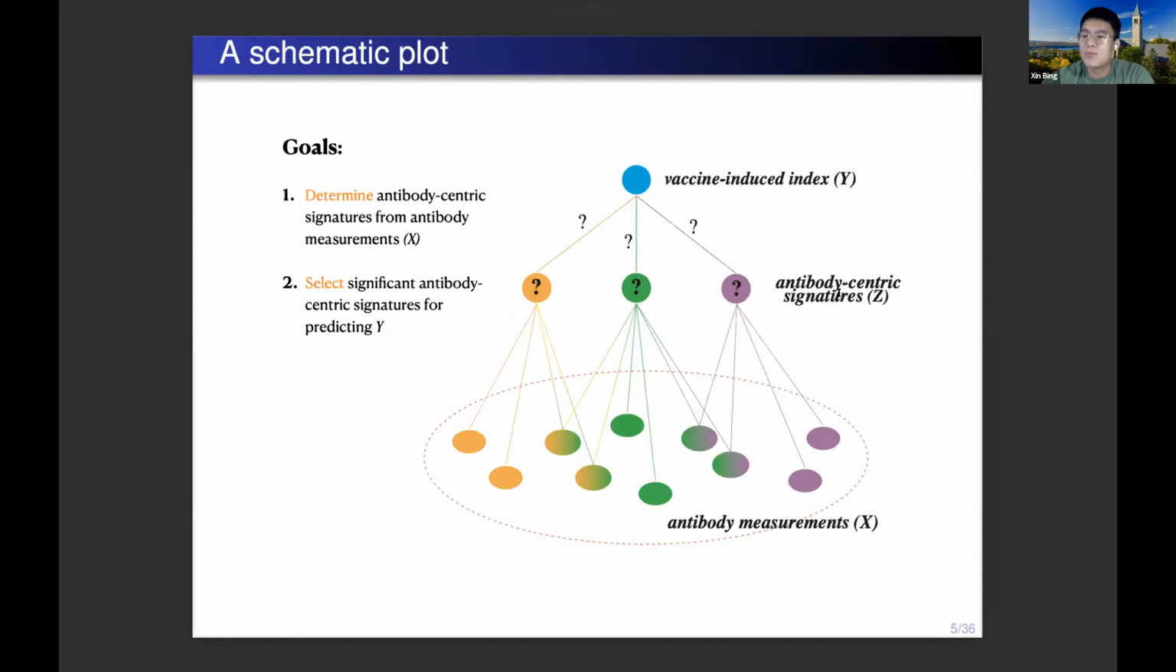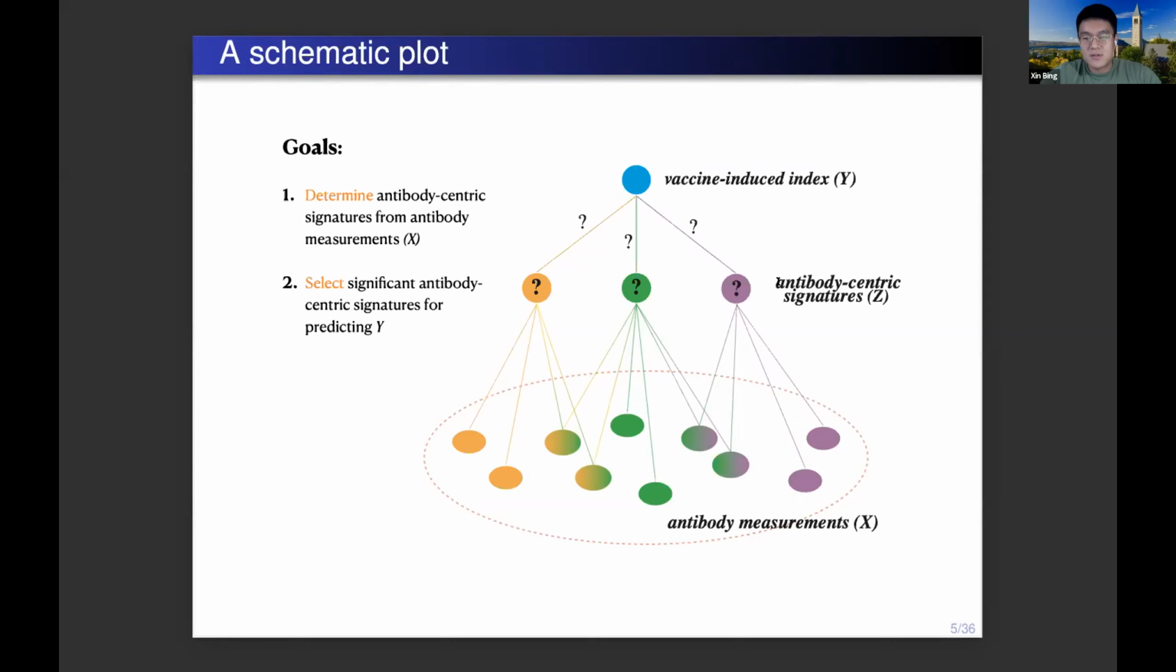However, what people really want to infer and determine are those unmeasured antibody-centric signatures. And these are summarized information of those two detailed measurements. This is the type of problem we often encounter in practice. And throughout this talk, I will use Y to denote the response and X to denote the measurable features.